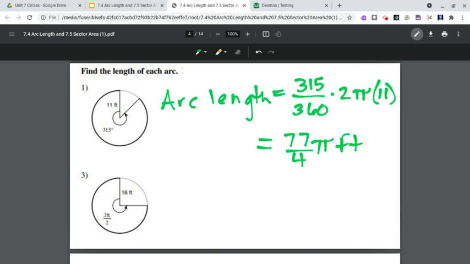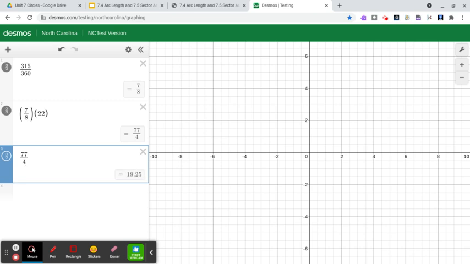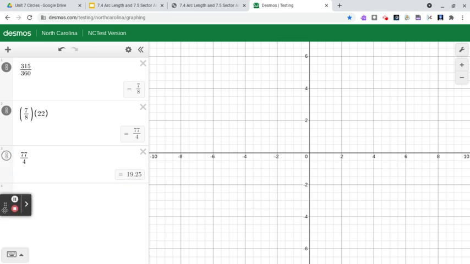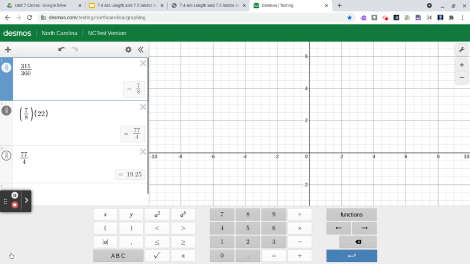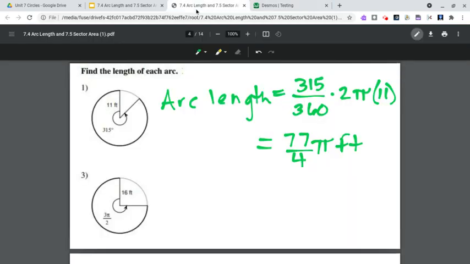Rounded to the nearest hundredth, I'm just going to take 77 fourths and multiply it by pi. And we get 60.48 approximately. So the arc length is approximately 60.48 feet.